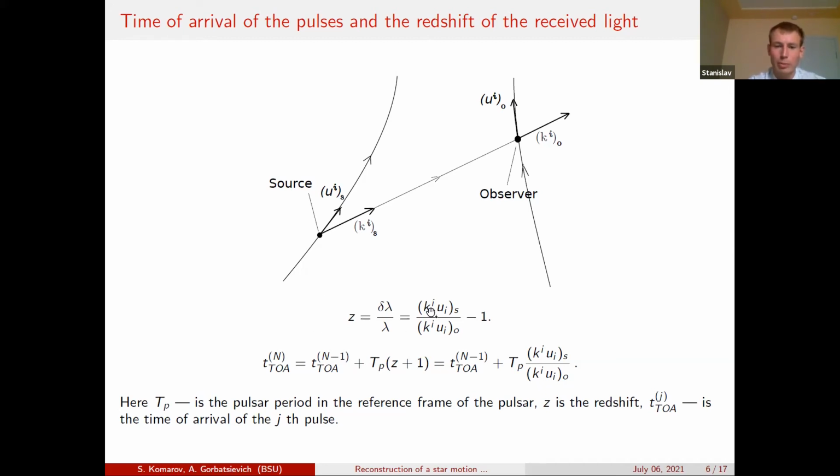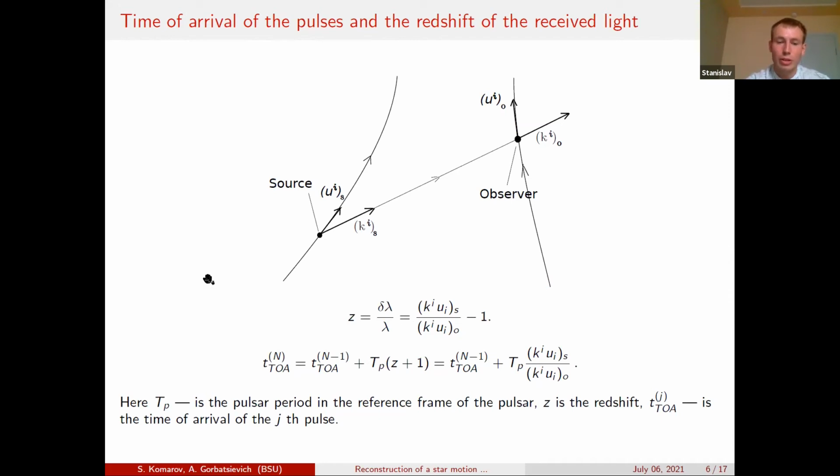The following formulas represent redshift as a function of the velocity of the source and the velocity of the observer, and the wave vector at the point of the source and the wave vector at the point of the observer. The velocity of the source star is expressed through the parameters of motion of this star, but the wave vector depends on these parameters only as an implicit function, as I mentioned already.